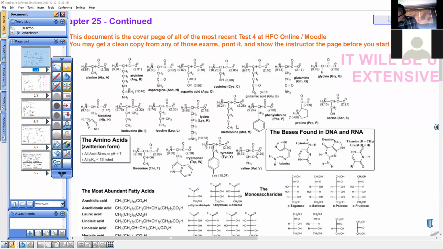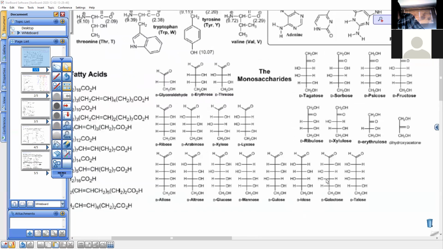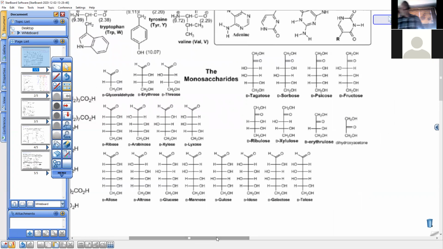Amino acids are on top. We will study those later. Bases used to make DNA and RNA, we'll be using those later as well. Fatty acids, we'll look at those when we study the lipids chapter. And the one we're currently focusing on, so we'll try to make it a little bigger, are D-monosaccharides. That's the ones we started using on Monday.